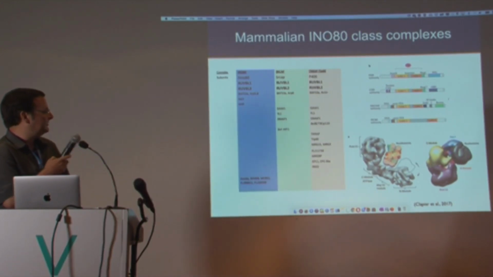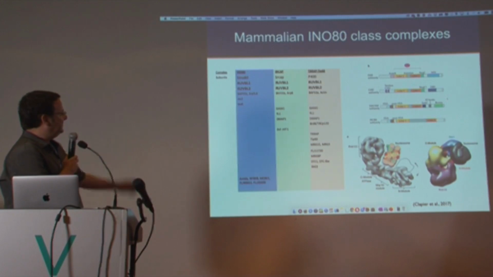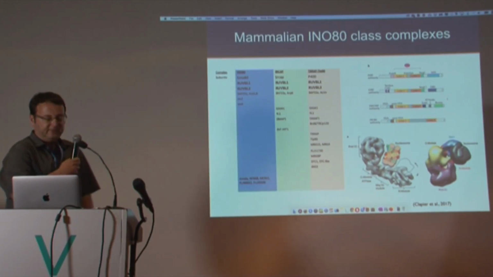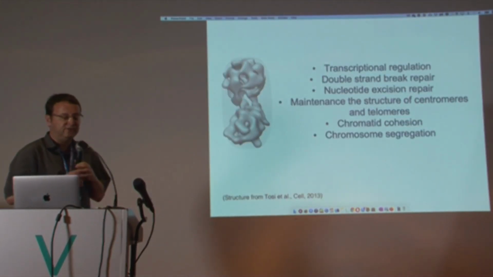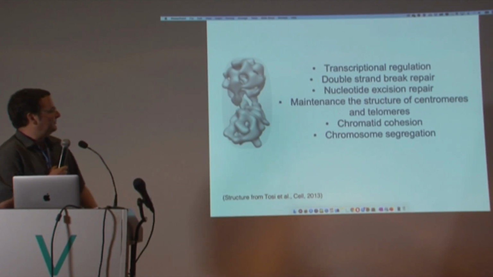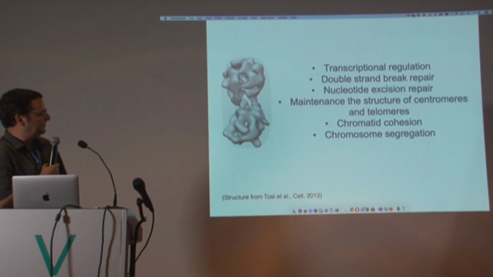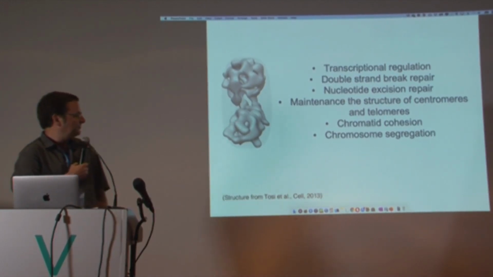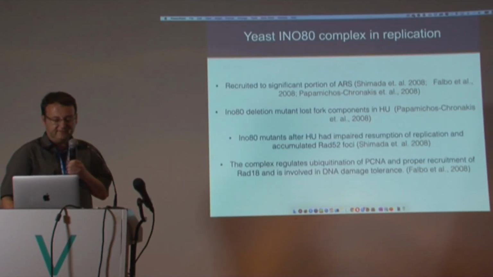So I'll be talking about the mammalian INO80 class of chromatin remodelers. There are three complexes in mammalian cells characterized by a large insert in the ATPase domain. These are INO80, SRCAP, and TRRAP-TIP60. And they're involved in various functions in the nucleus. INO80 in particular is involved in transcriptional regulation, various kinds of repair, and the maintenance of the structure of centromeres and telomeres, chromatid cohesion, and chromosome segregation.